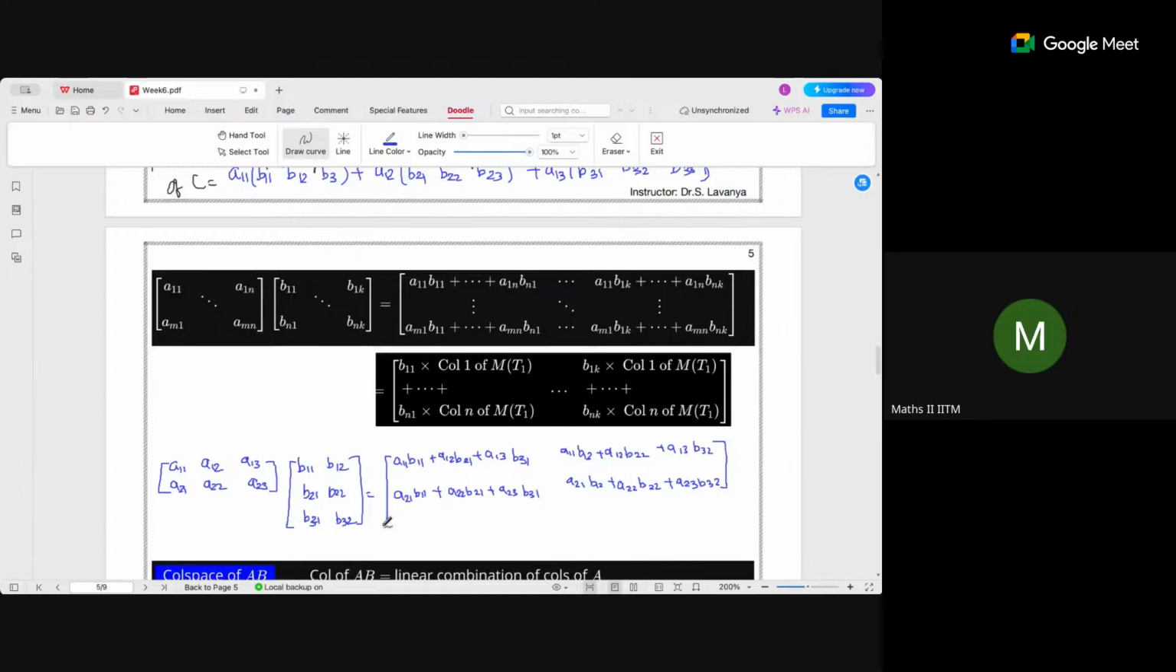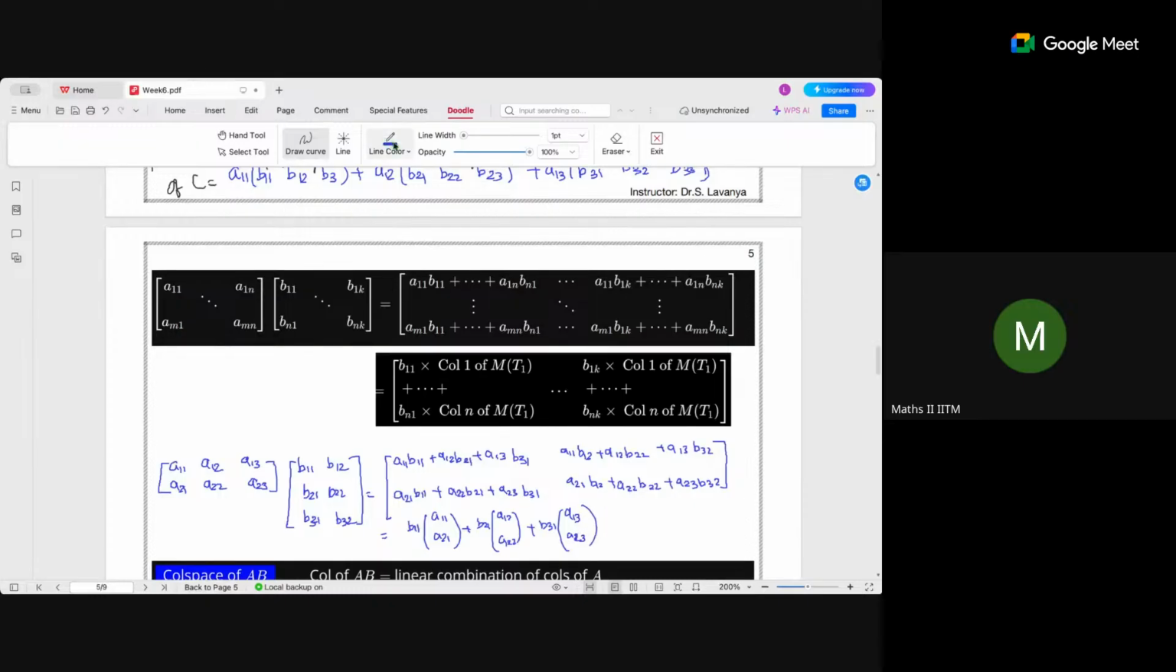Okay, here what is that we observe? So here B11 times of the first column A11, A21, plus B21 times of A12, A22, plus B31 times of A13, A23.